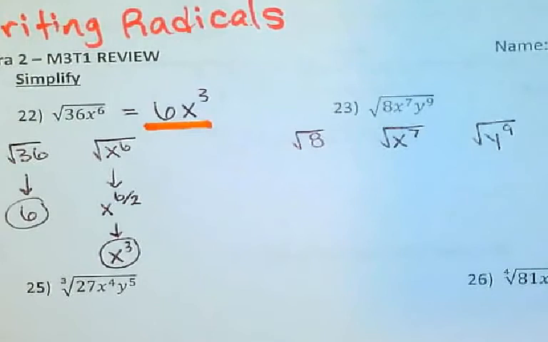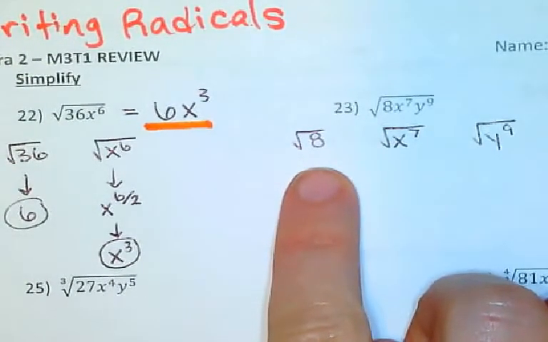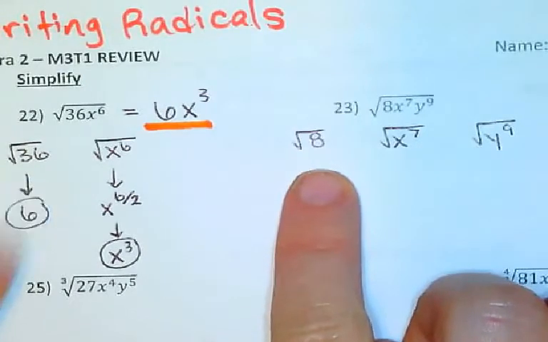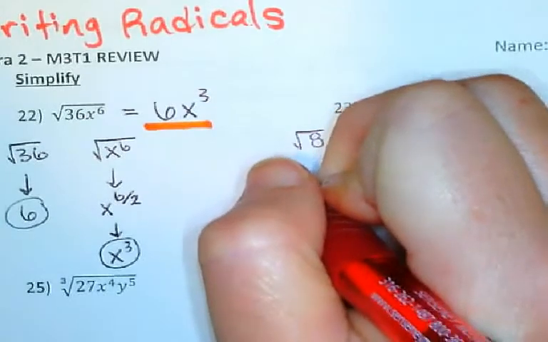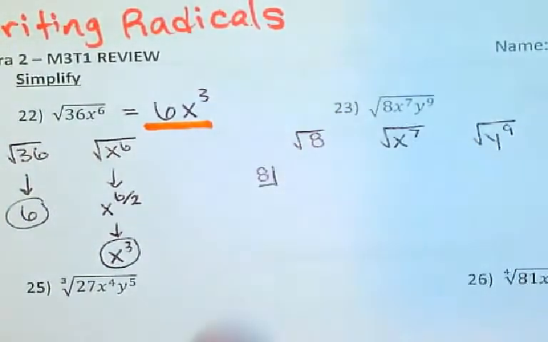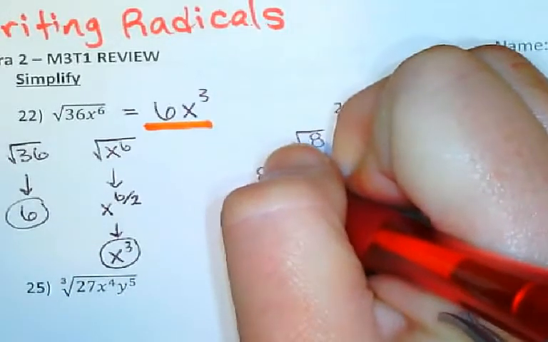Alright, so I'm going to start with this 8 first. Now, is 8 a perfect square like 36 was? No. So what we're going to do is use that upside down cake to break it down. What's a prime that goes into 8? 2 can go into 8 4 times.